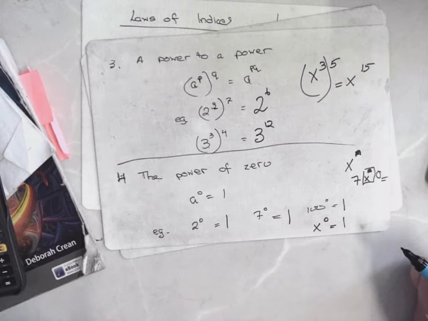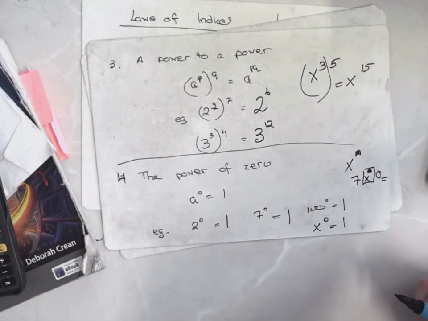Yeah, anything to the power of 0, it doesn't matter what it is, anything to the power of 0 is 1. The number 1 is the answer. Right? Okay? Are you all with me so far? Right, okay.